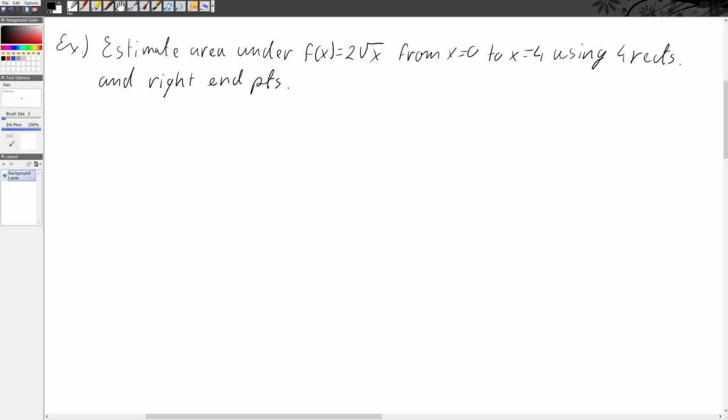Alright, so in this problem, what we want to do is estimate the area underneath 2 times the square root of x, where x is equal to 1 to 4, using 4 rectangles and the right endpoints. So, first things first, let's draw the graph to get a feel for how the area should be. So that is f of x equals 2 times the square root of x from 0 to 4.